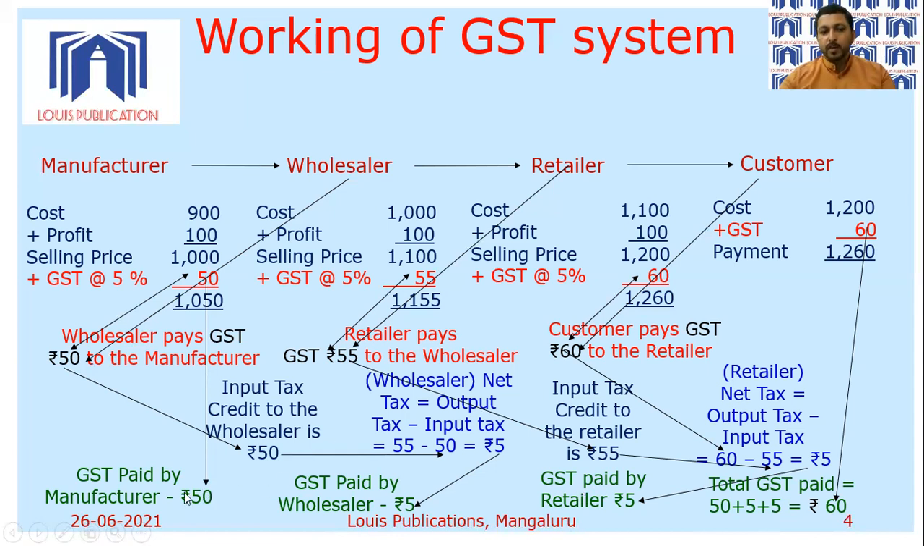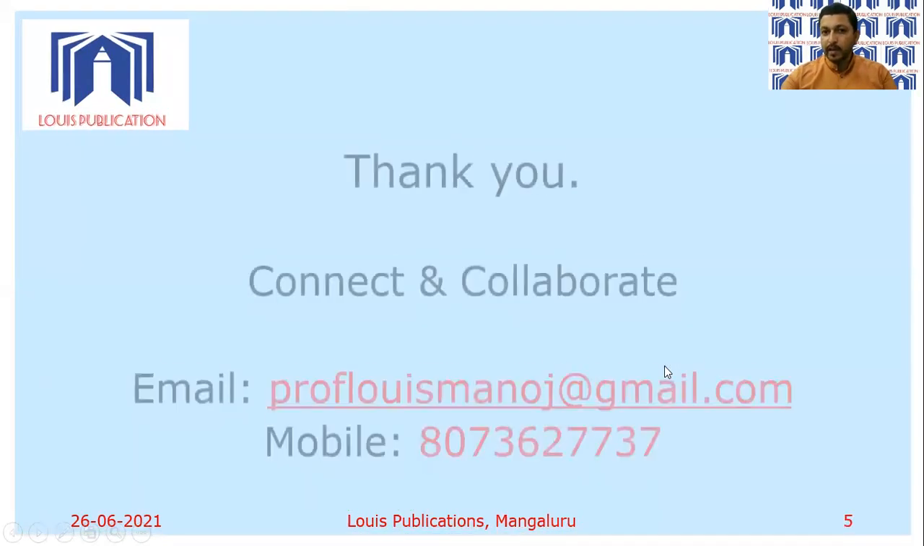So from the manufacturer 50 rupees, from the wholesaler we have net tax here, from the retailer we have net tax right here. So the total amount payable is 60, which is actually paid by the customer to the retailer, and settling of whatever GST amounts were paid in the earlier part of the supply chain. So this is how the GST system works. I hope this concept is very, very clear.